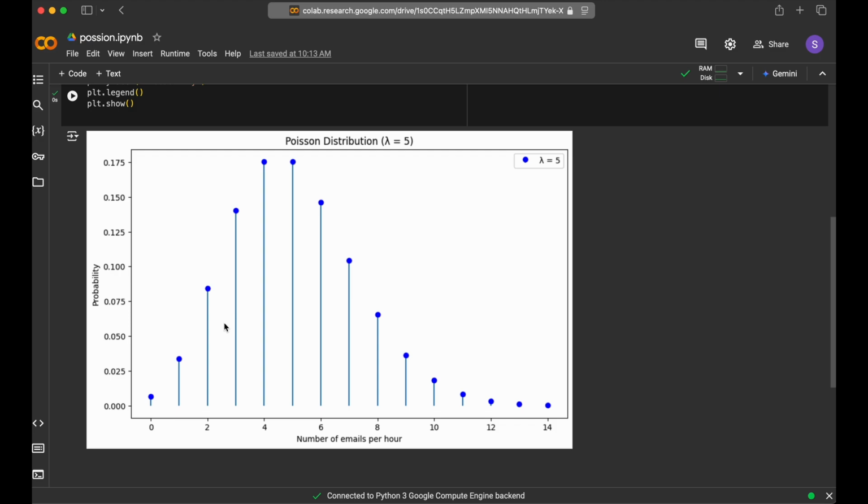Web traffic: we can also use it for web visits per site. Say a news website receives visitors at an average rate of 50 per minute. The visitors arrive randomly and independently; one visitor does not affect the others. The Poisson distribution applies here. We are counting how many visitors arrive in a fixed interval of 1 minute based on the average per minute, with no dependencies between events.